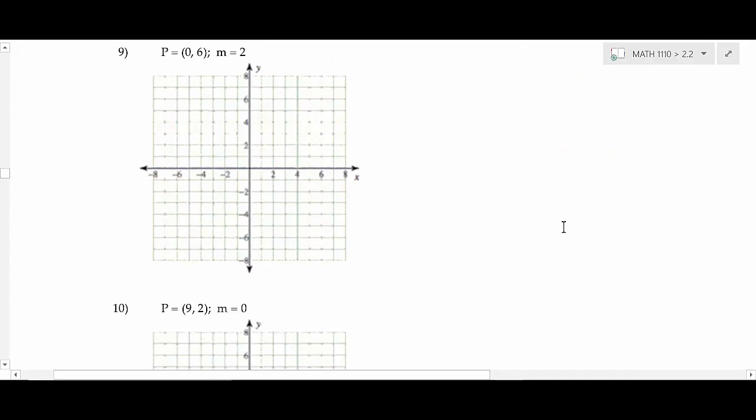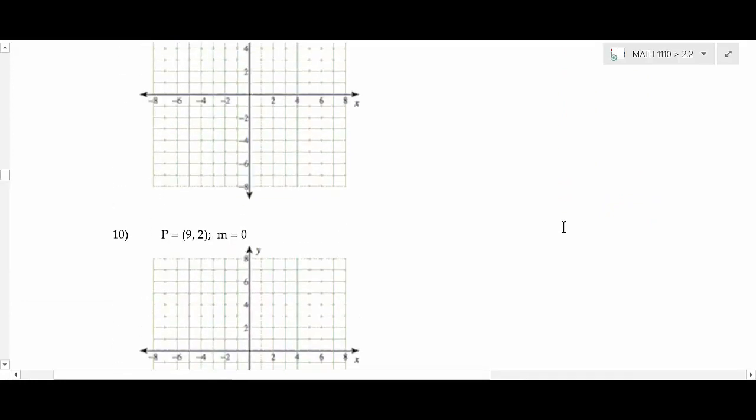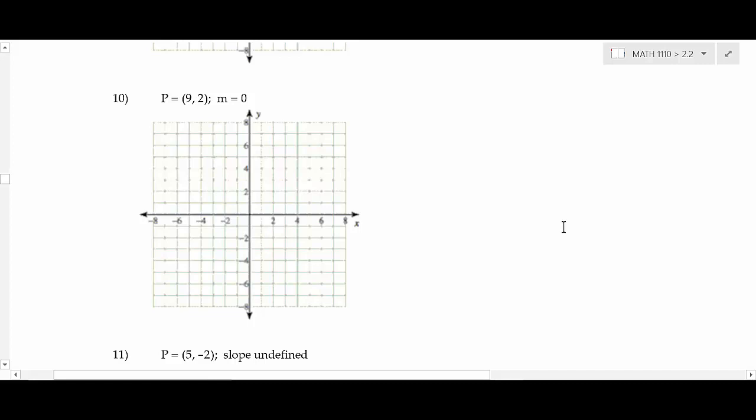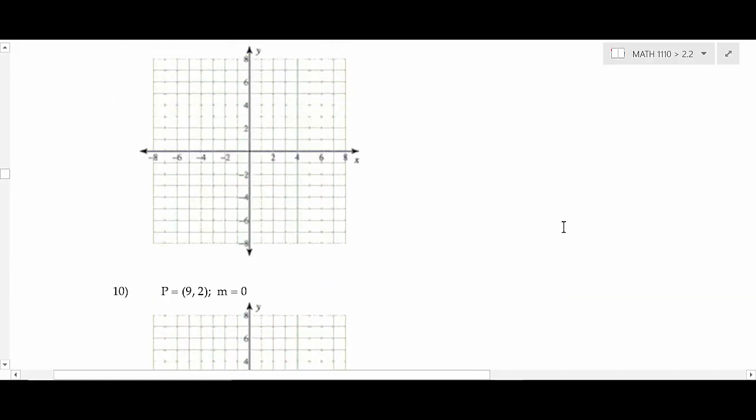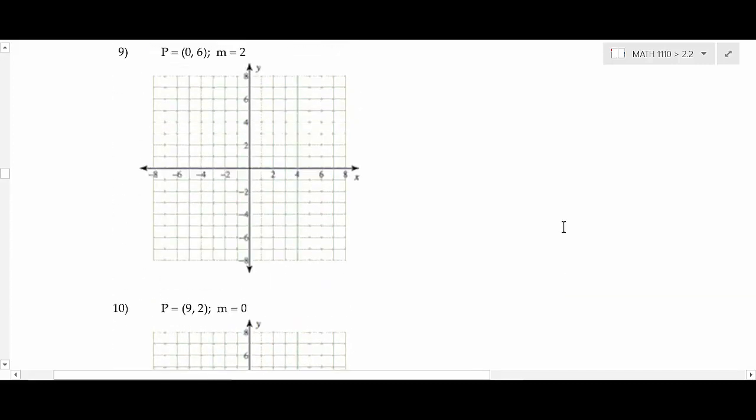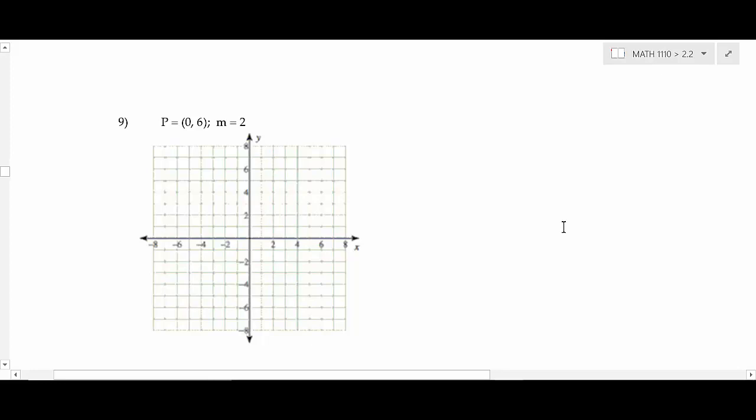Okay, all right. Now, the next thing on this one, go ahead and do 9 and 10 and 11. I'll just give you a couple of minutes because I want you to do these pretty quickly. I'm giving you a point, giving you a slope. See if you got it down. Some of them you don't even have to count on. If you got it down the way I want you to have it down, you can do it very quickly.